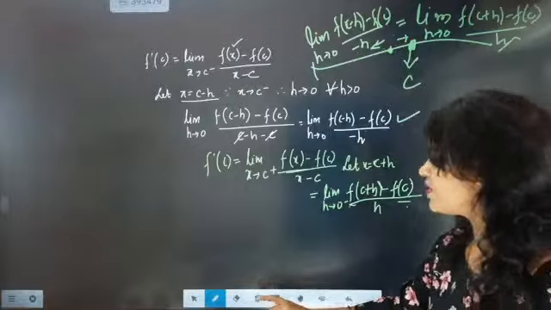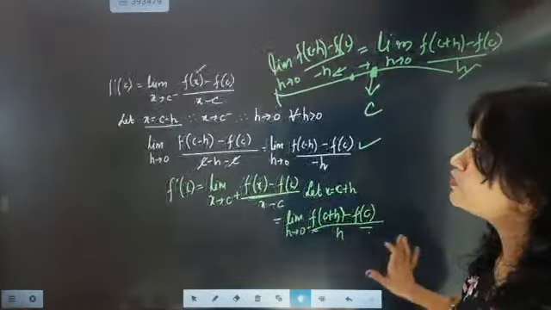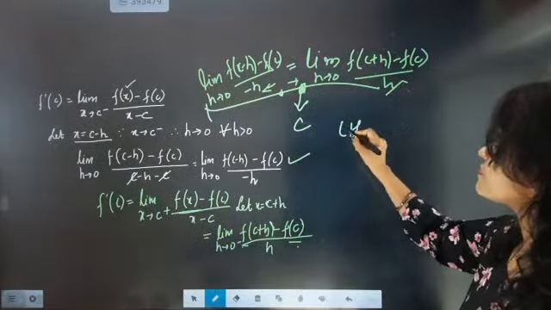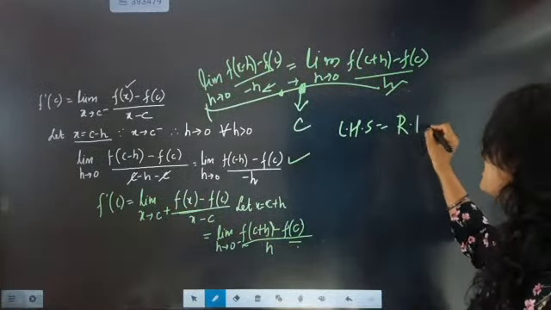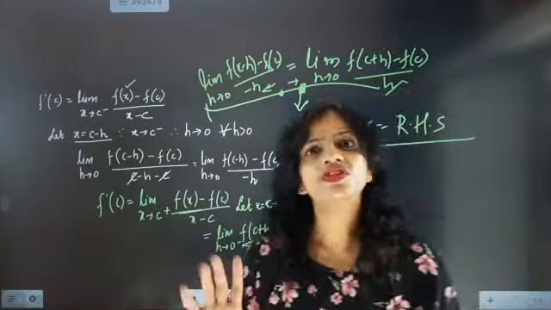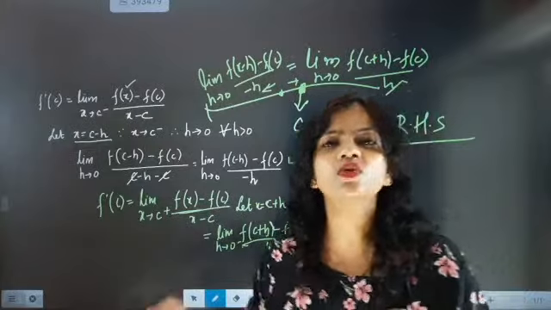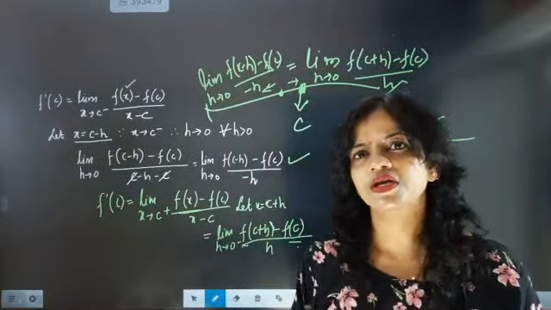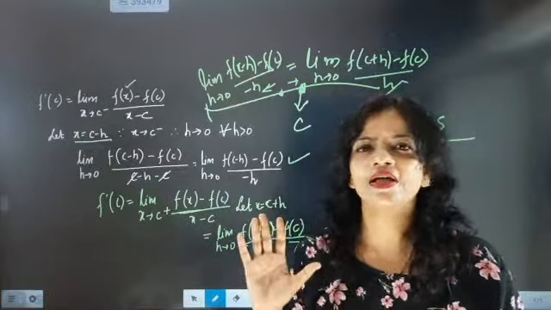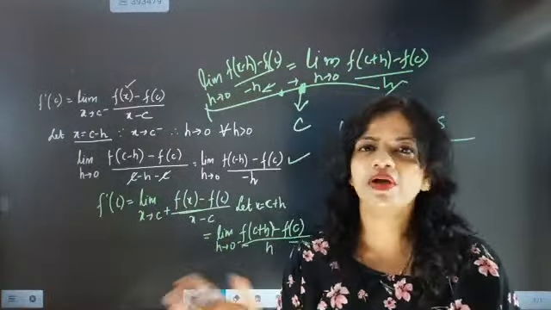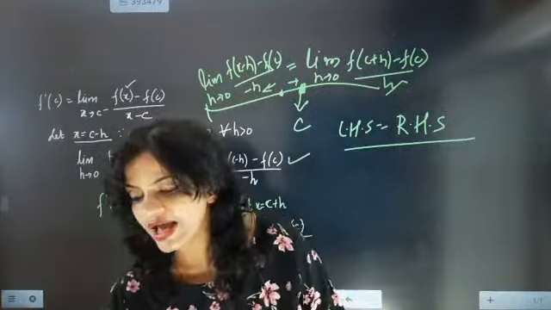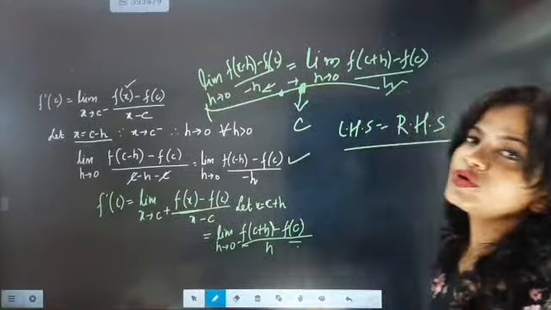Now I am asking one question from Pooja, Gautam, those who are present here: if LHS equals RHS, which side can you take? That means the left hand derivative equals the right hand derivative. Can you take any one of the sides, or every time do you have to take both sides?